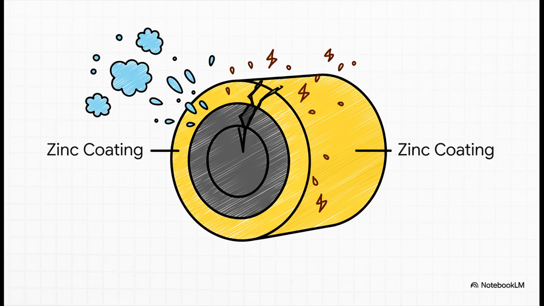You see, zinc is actually more reactive than iron. So if there's a scratch, the zinc basically says, I'll go first. It corrodes and sacrifices itself to protect the iron underneath. It's a pretty amazing idea.